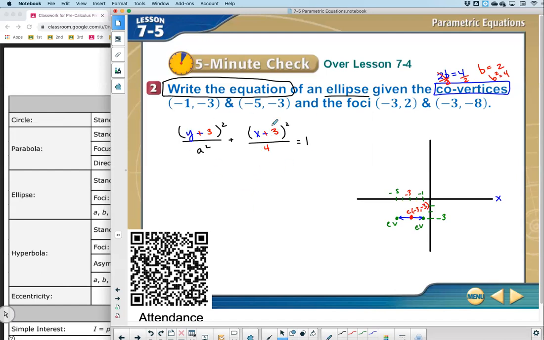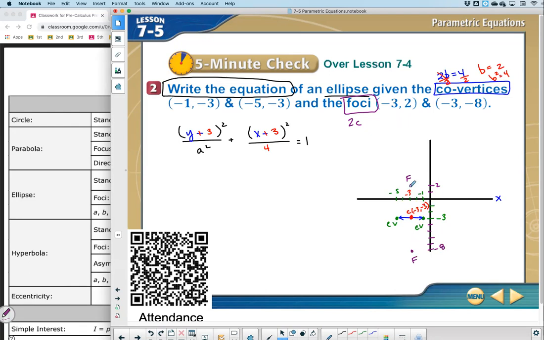So now we have all that done just off the co-vertices. So we come back and say, all right, this problem has foci. What's the formula for foci? 2a, 2b, or 2c? This is 2c. So left 3, up 2. Here's a foci. And left 3, down 8. So 4, 5, 6, 7, 8. Here's my other foci. Down 8.